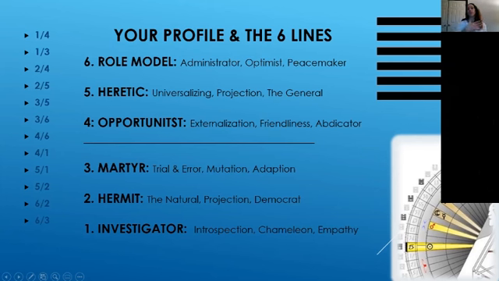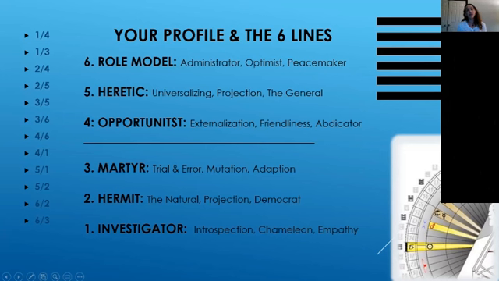So the first 3 are more introspective. The last 3, 4, 5, and 6, are more extra, like out into the world, sharing it with others. So line 4 is really about community and friendship and externalization. They're the person that's going to take information out. They really relate with their group and their people.